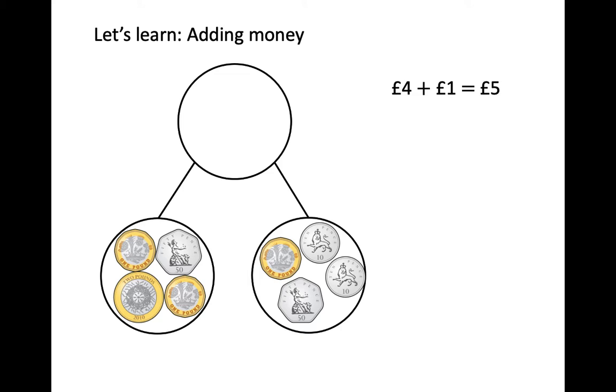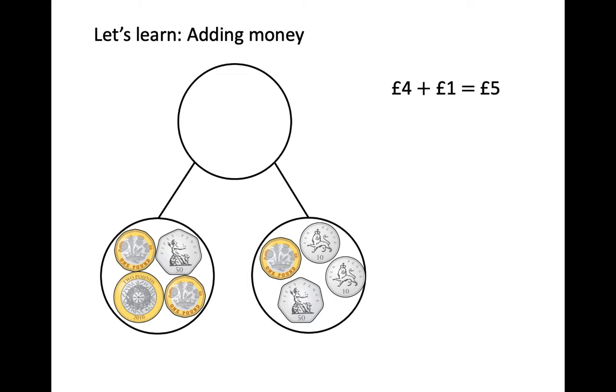Brilliant. Then, like yesterday, I'm going to add up my pennies. So I've got 50 pence, add another 50 pence, add two 10p's. So that would give me 120 pence, because 50 add 50 is 100, and adding on the two tens gives me 120 pence.